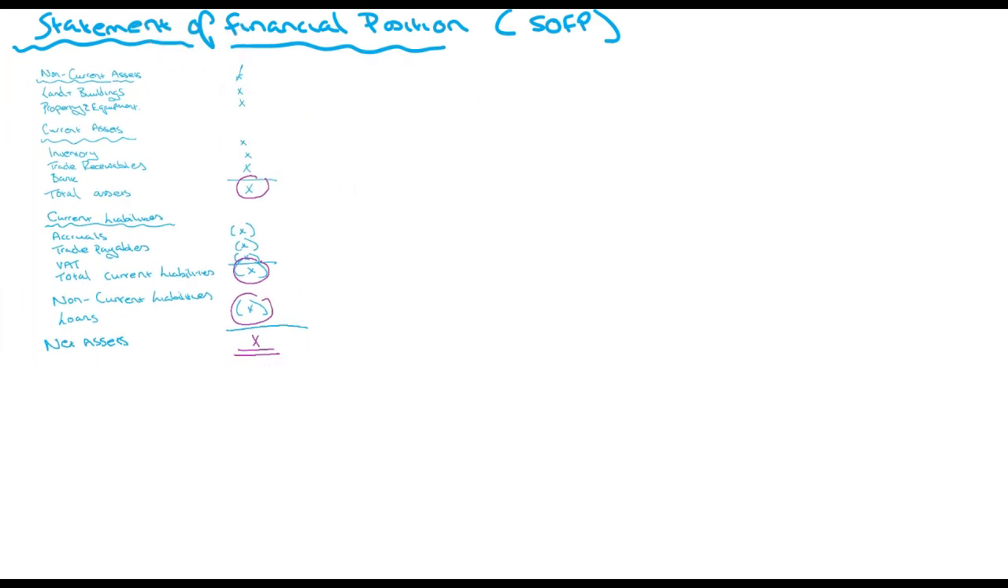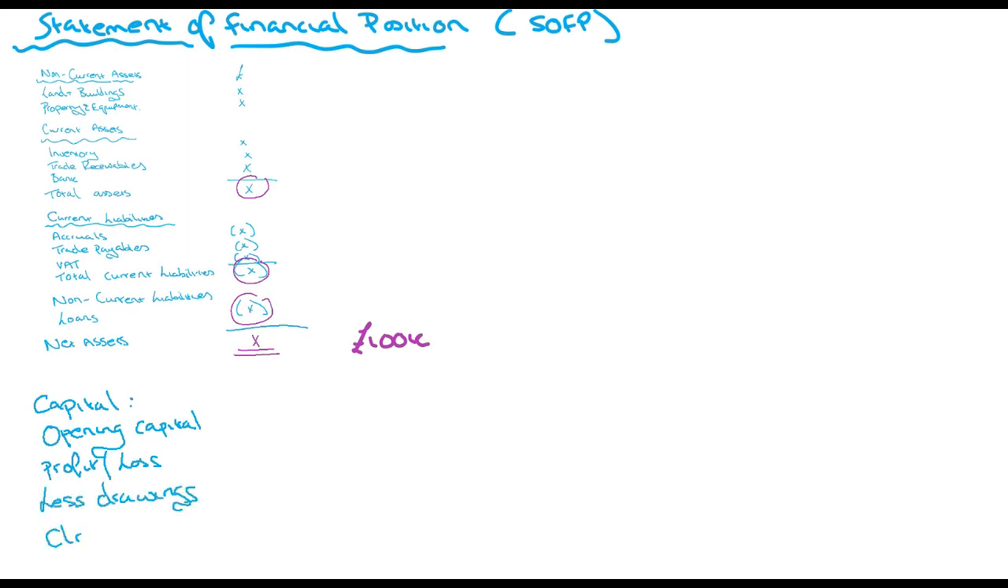Say if that was 100k, what you'll see down here is that this is all financed by capital. This will be broken up by opening capital or opening reserves, your profit or your loss for the period, less any drawings, and that'll give you your closing capital. Just like that. And what you'll find is that this also equals 100k. So the total of all your profit in the year plus all of your retained earnings or opening capital brought forward is going to equal the total of your assets and your liabilities.